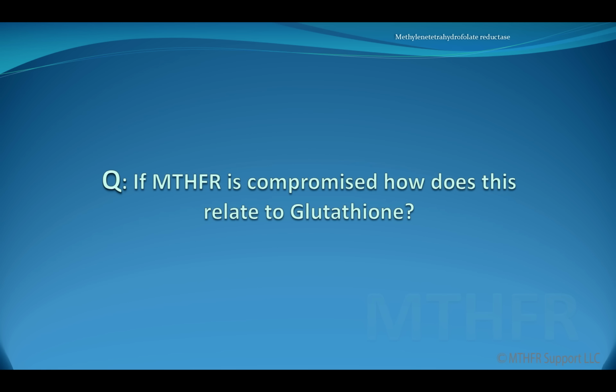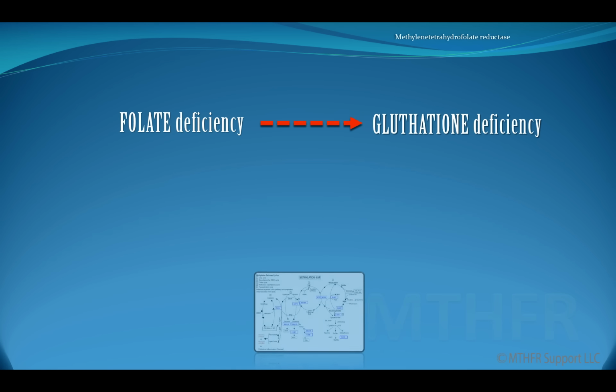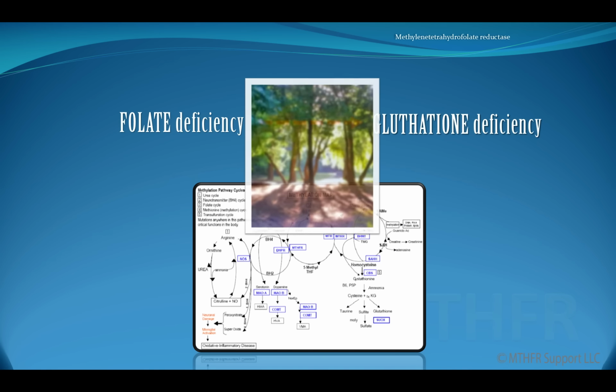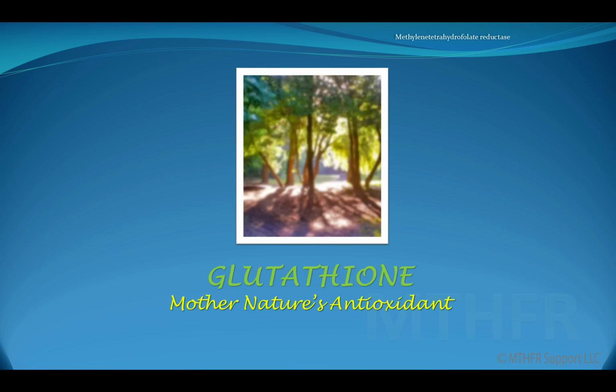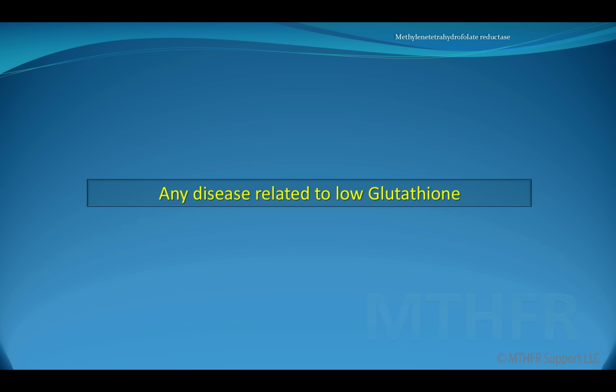If MTHFR is compromised, how does this relate to glutathione? When folate is low, glutathione will be low. Folate and MTHFR are part of the methylation pathway. Glutathione production is the end result of methylation. Glutathione is Mother Nature's antioxidant. Without glutathione, we cannot detox environmental toxins from the body and diseases set in. What diseases are associated with MTHFR? Any disease related to low glutathione.